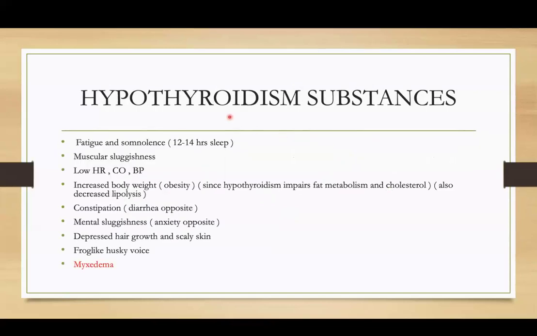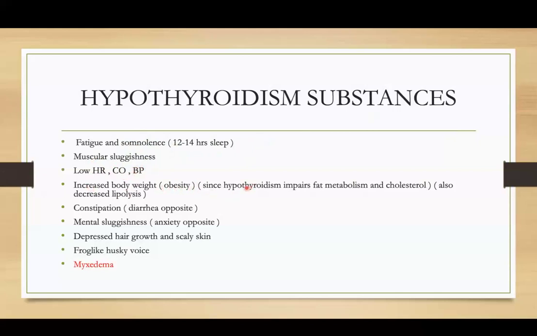So I don't know why this says hypothyroidism substances. It should say hypothyroidism symptoms. I'll fix all of this before I send you the lecture. But yeah, the symptoms of hypothyroidism are fatigue and somnolence. So basically, whatever you see in here is the polar opposite of what you would see in hyperthyroidism. Somnolence is increased sleepiness. You remember in hyperthyroidism we had insomnia. Here we have somnolence, which is increased sleepiness. You have muscular sluggishness. You have low heart rate, cardiac output, and blood pressure, which is the opposite of what would happen in hyperthyroidism. You have increased body weight, which is obesity.